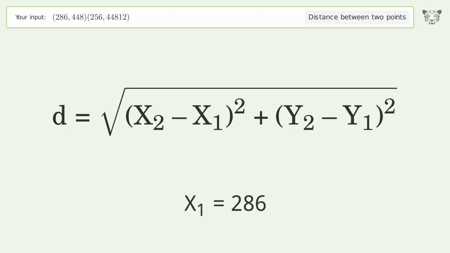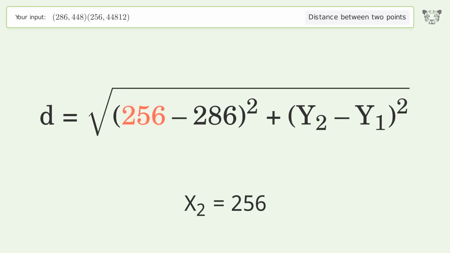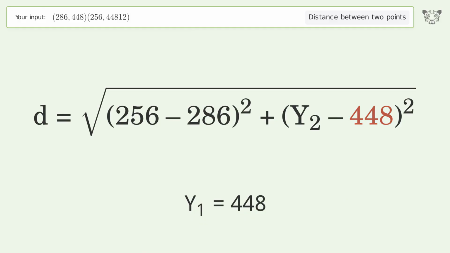x1 equals 286. x2 equals 256. y1 equals 448. y2 equals 44812.